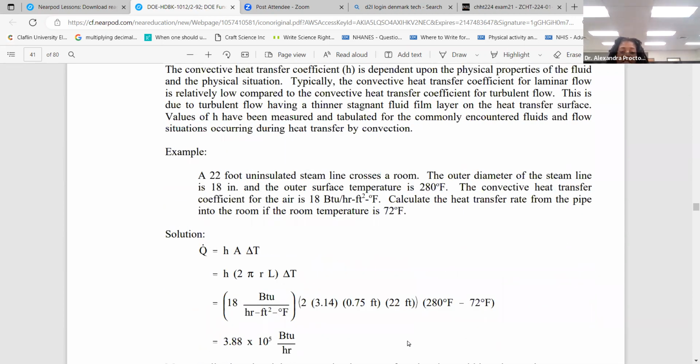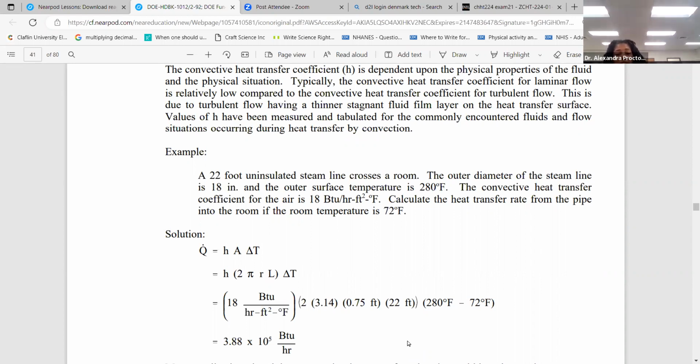So they asked the question, a 22-foot insulated steam line crosses a room. The outer diameter of the steam line is 18 inches and the outer surface temperature is 280 degrees Fahrenheit. The convective heat transfer coefficient for the air is 18 BTU per hour foot squared degree Fahrenheit. Calculate the heat transfer rate from the pipe into the room at a temperature of 72 degrees Fahrenheit.